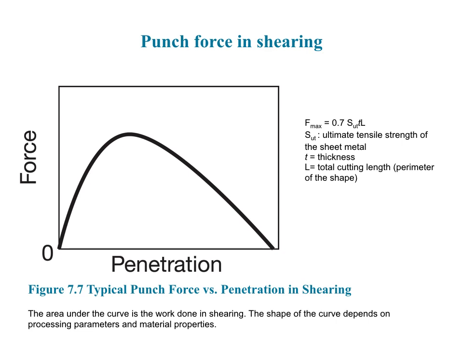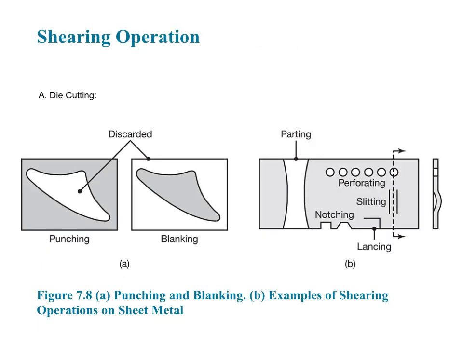Shearing operations. We're going to take a quick look at different shearing operations. Here, the first one is die cutting. As seen in figure 7.8, the basic die cutting produces either punching or blanking. In punching, we discard the inside part or the hole, whereas in blanking, we keep the inside part and discard the outer sheet metal.